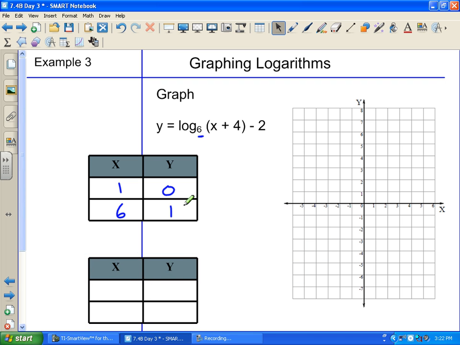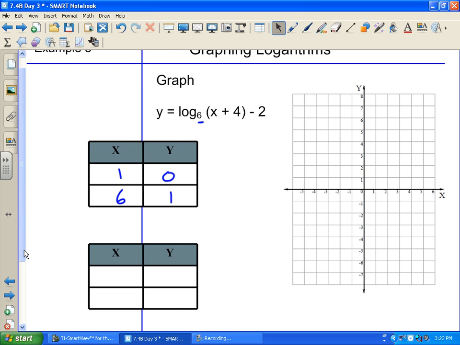Make a child. Opposite x for every x value. Same y. X value is 1 minus 4 is negative 3. 6 minus 4 is positive 2. Y values, 0 minus 2, negative 2. 1 minus 2, negative 1. Plot your points. Negative 3, negative 2. Positive 2, negative 1. Okay?